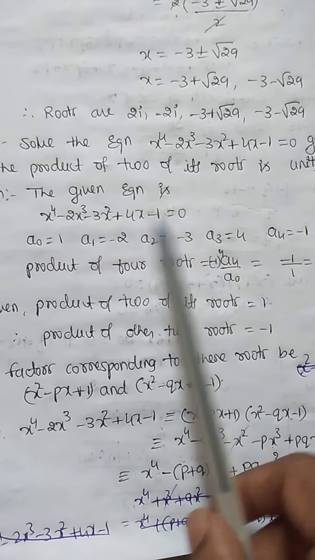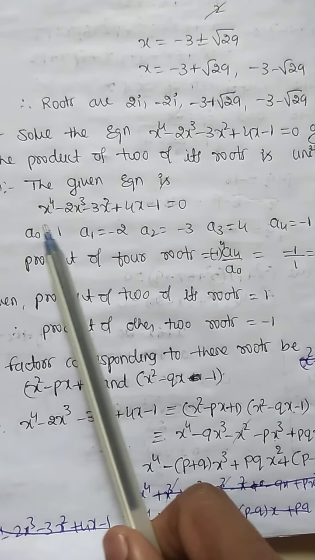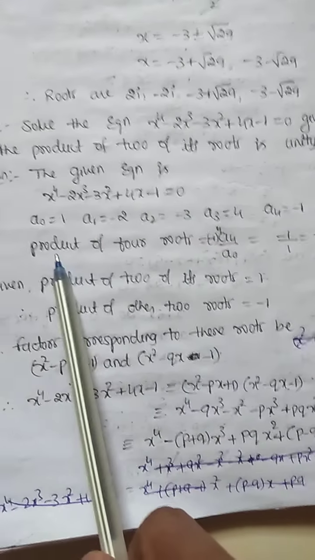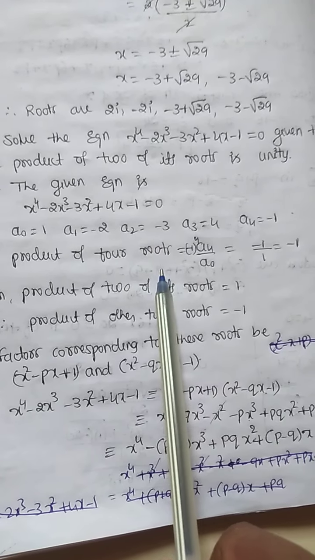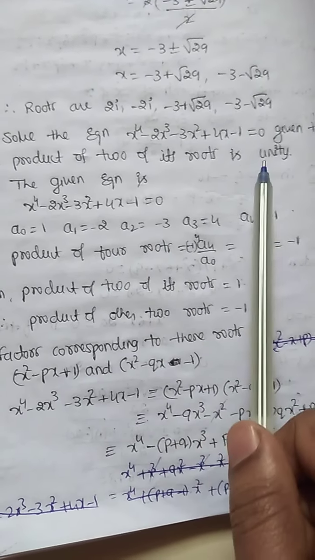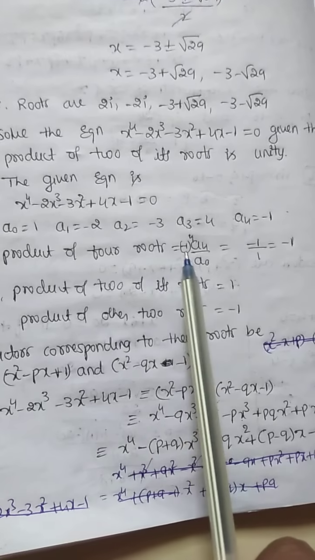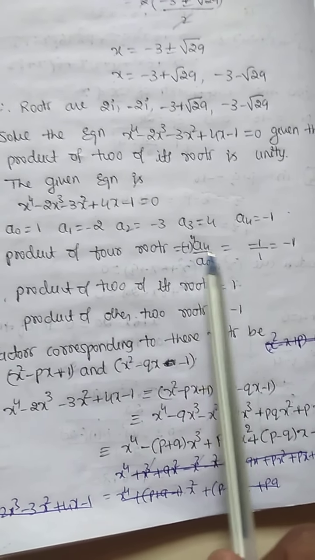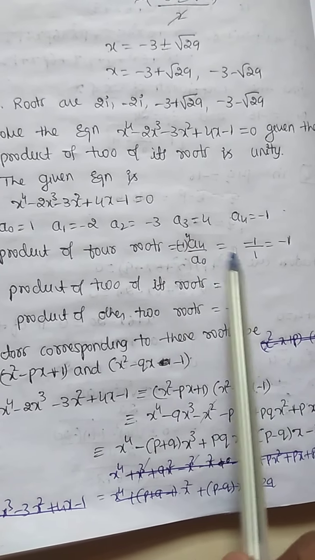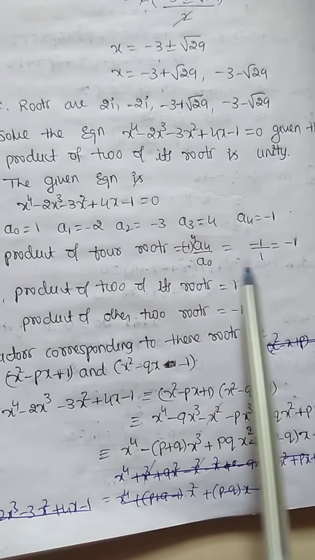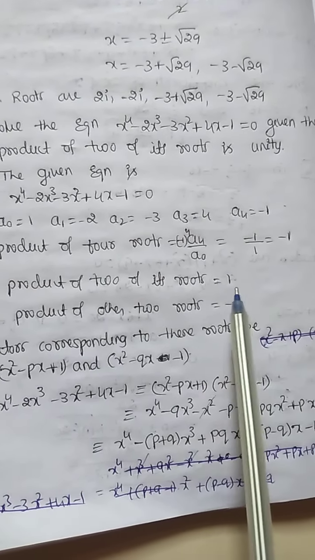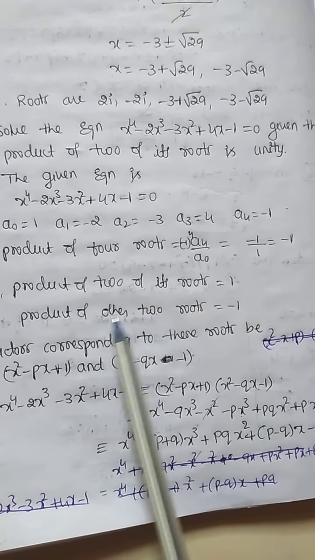The given equation is this one: a0 is 1, a1 is minus 2, a2 is minus 3, a3 is 4, a4 is minus 1. The product of two of its roots is unity. Product of roots equals minus 1 power n, an by a0. Here n is 4, minus 1 power 4 is plus, a4 is minus 1 by a0, 1, so minus 1. It is given that the product of two of its roots is 1. Therefore, the product of the remaining two roots equals minus 1.